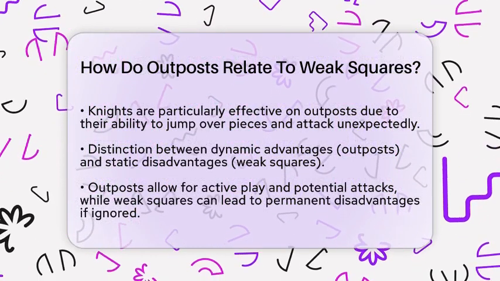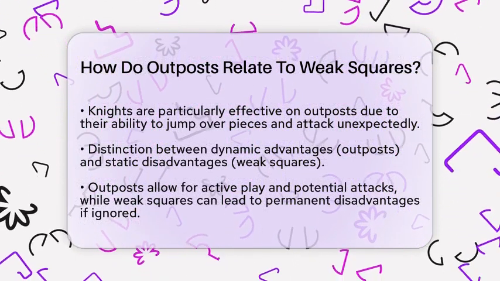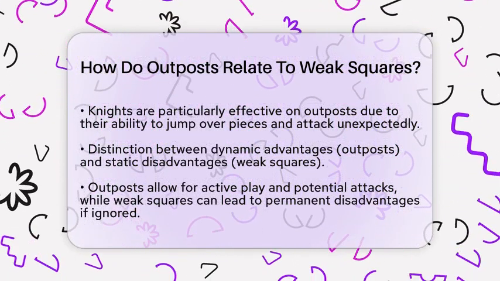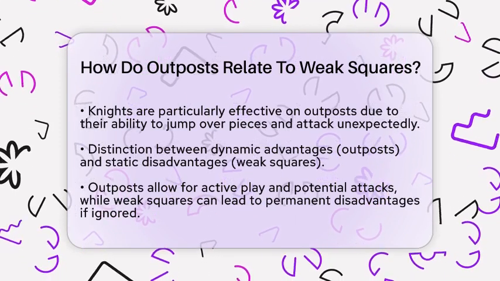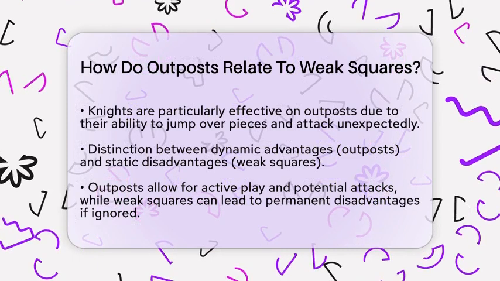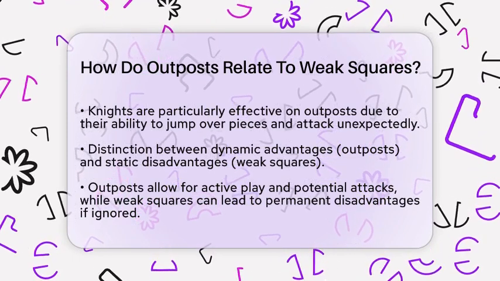For example, knights are particularly effective in this role. They can jump over other pieces and attack from unexpected angles. This makes it hard for your opponent to challenge your piece on that outpost.